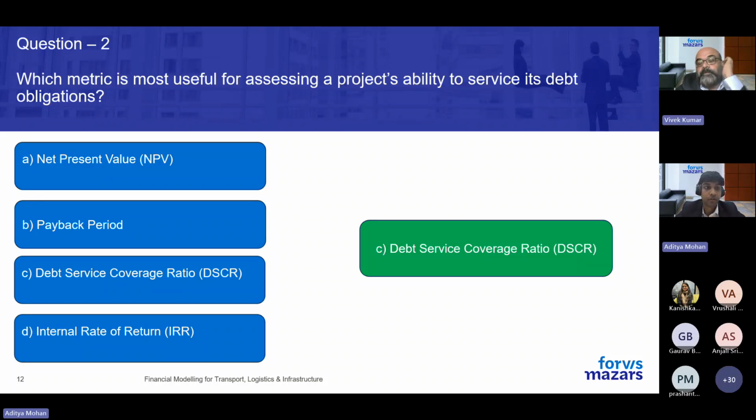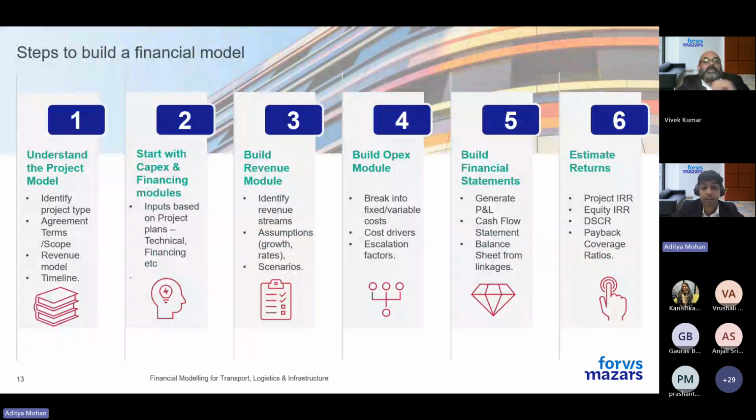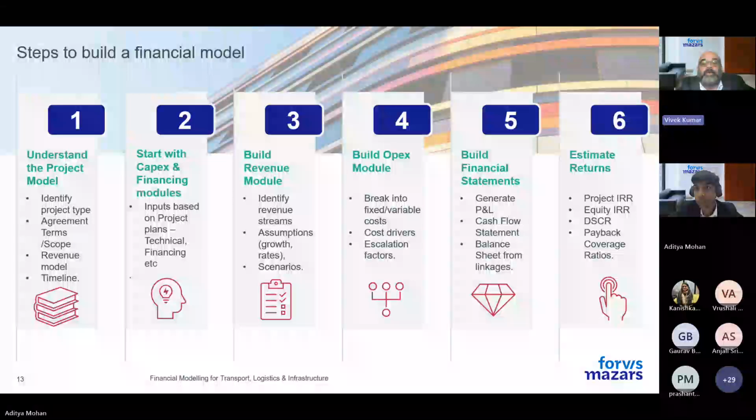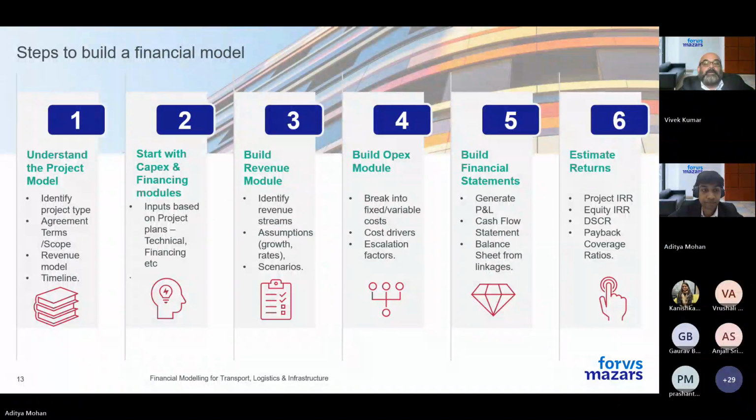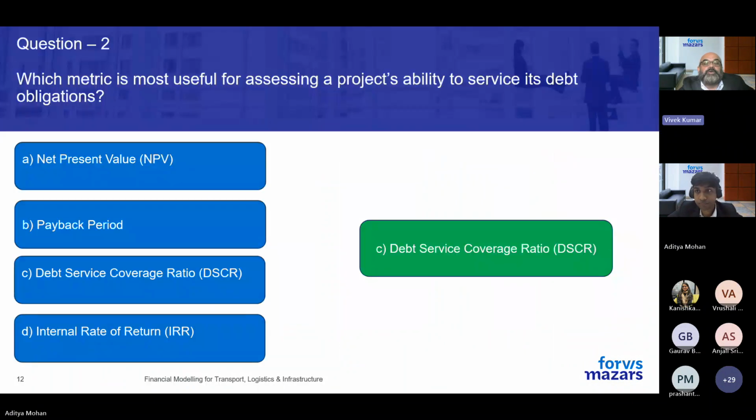Right. So now that we've discussed that, Aditya, if you can go back to the last slide, the question slide. Yeah. So let's suppose your DSCR is not calculated, right? Can you still assess the debt viability of the project if other numbers are there? Okay. Now let's look at each one of them.